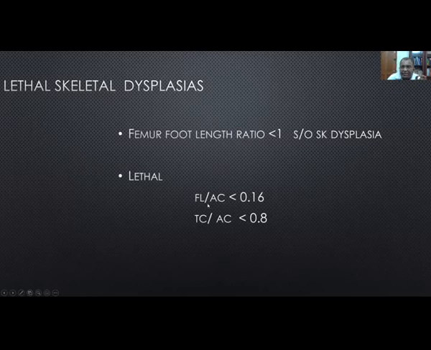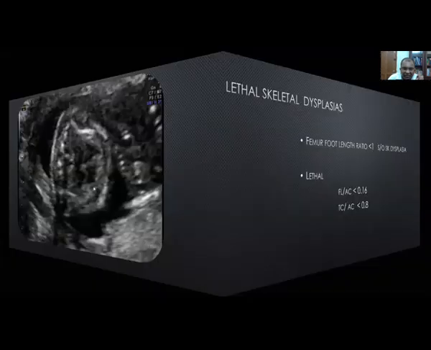Just showing the points that I told, more soft tissue for the bones, and if there is any suspicion, even in a 12-week scan, we measure the femur length and the AC. You can measure the rest too, but if there is an abnormality, if it's less than 0.16, it is suggestive, less than 0.16 of the AC. Often it is less than 60% of the AC, as you can see over here.